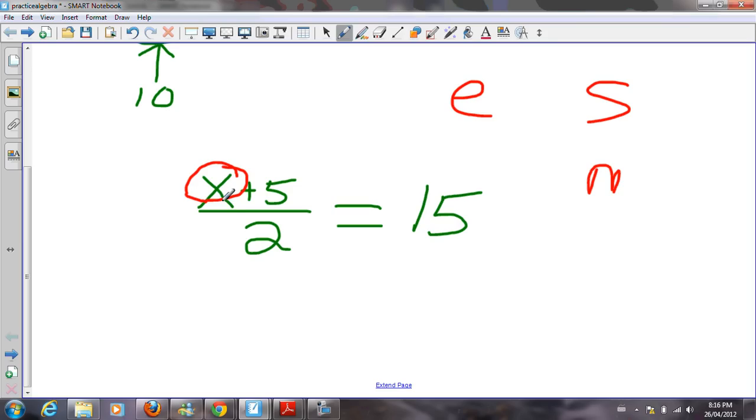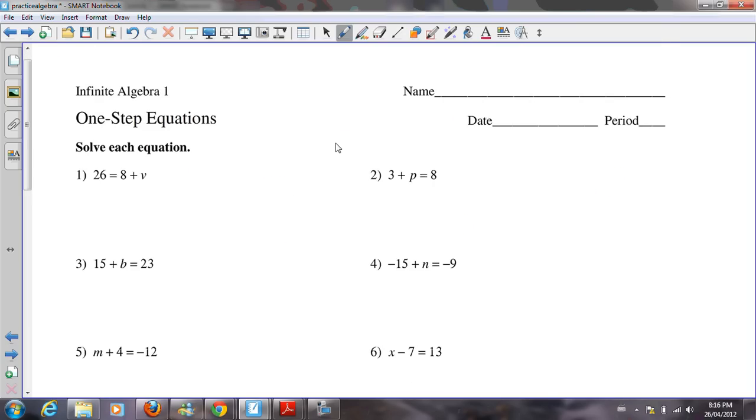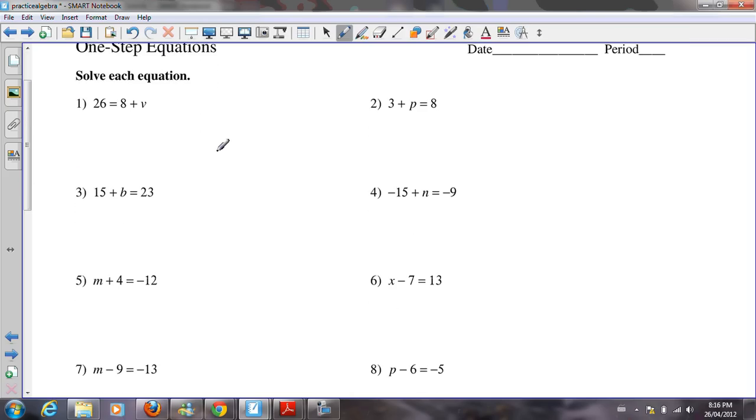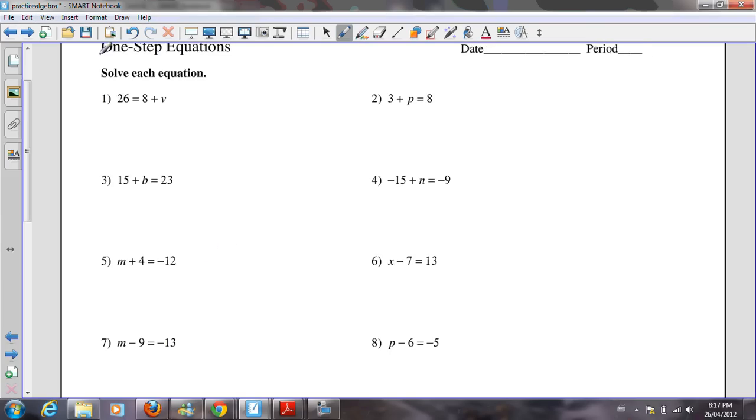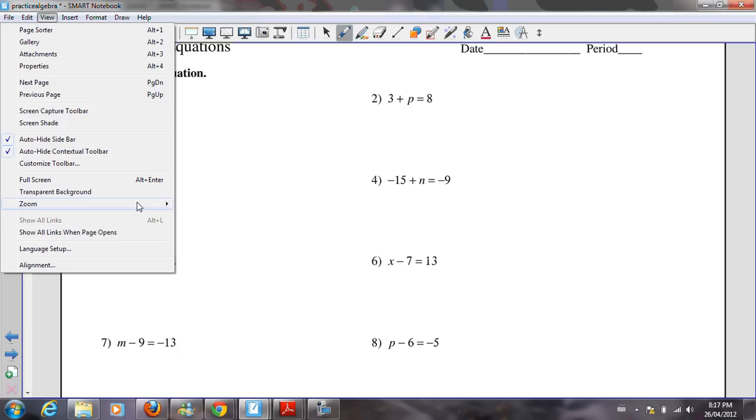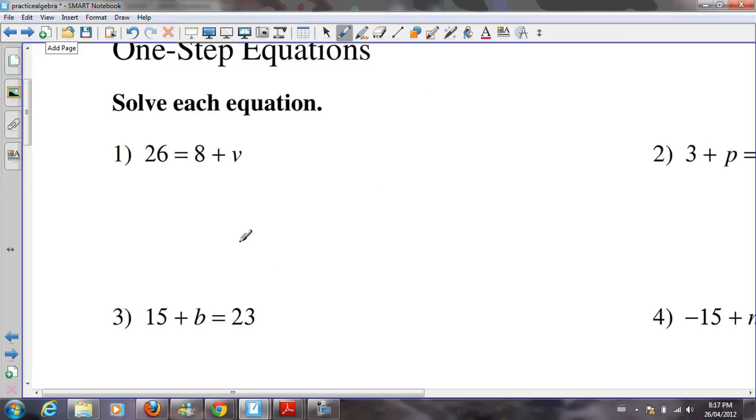So we always want to figure out how we are going to get this letter all by itself on one side and all of the numbers on the other side. So we're going to do a few examples with that, and we're going to follow two basic steps in order to do it. So here's one of the sheets that was included here. It's called Infinite Algebra 1, and this is starting off with a very simple equation. So I'm going to zoom in a little bit, just to make it easier to see this particular problem. Let me see, view, zoom, let's go 300%, so it's a little easier.